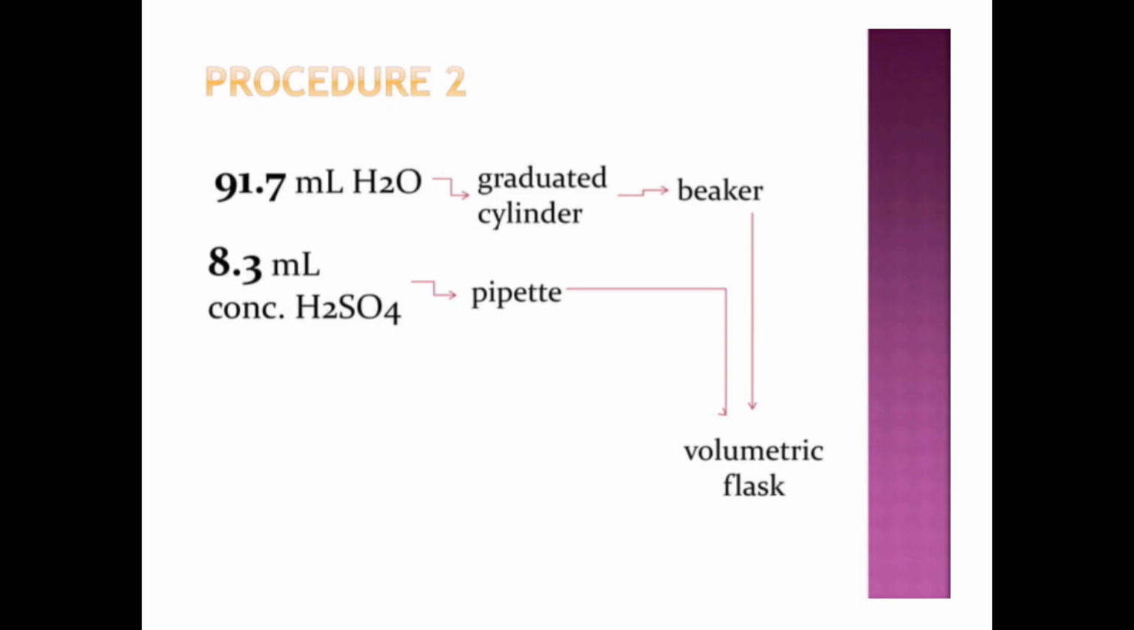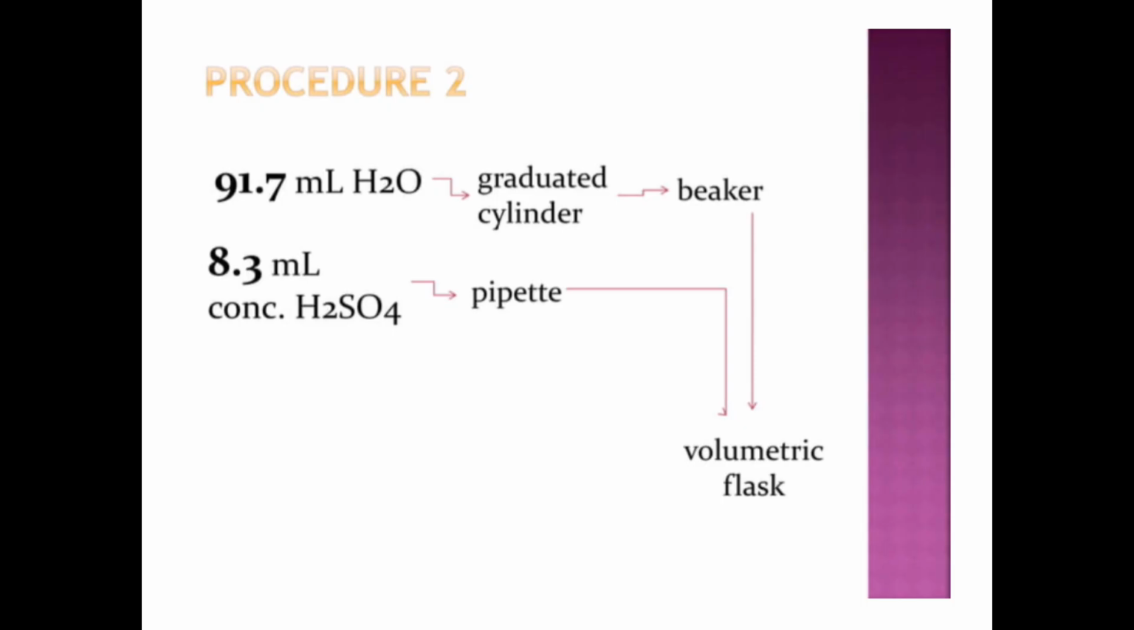You are going to measure 91.7 ml of water through a graduated cylinder to a beaker, then to the standard flask, and then you pipette 8.3 ml of conc H2SO4 into the volumetric flask, mix together, and then you have prepared that solution.